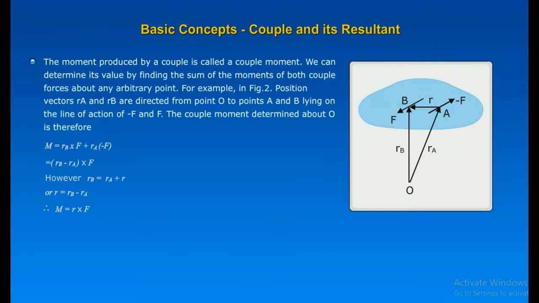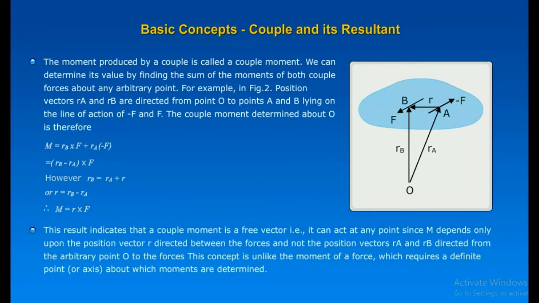For example, in figure 2, position vectors rA and rB are directed from point O to points A and B lying on the line of action of -F and F. The couple moment determined about O is therefore M = rA × (-F) + rB × F = (rB - rA) × F = r × F. This result indicates that a couple moment is a free vector, that is, it can act at any point since M depends only upon the position vector r directed between the forces and not the position vectors rA and rB directed from the arbitrary point O to the forces.